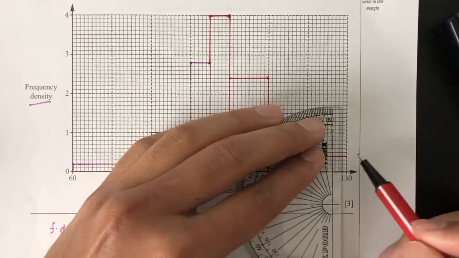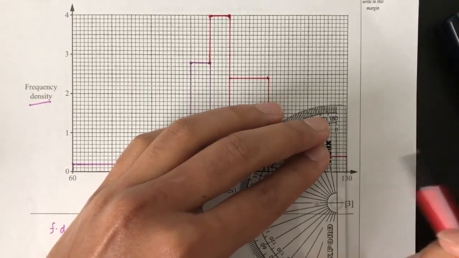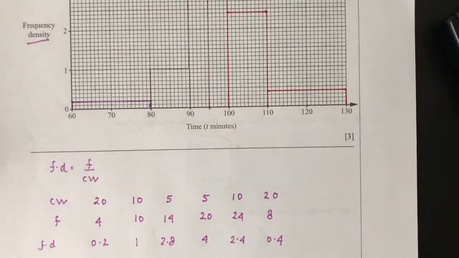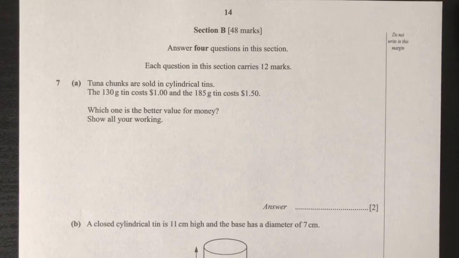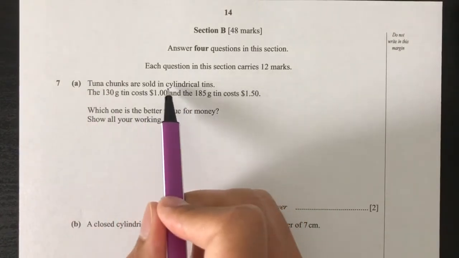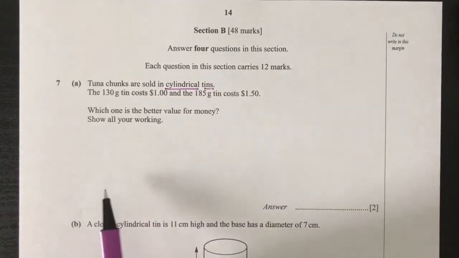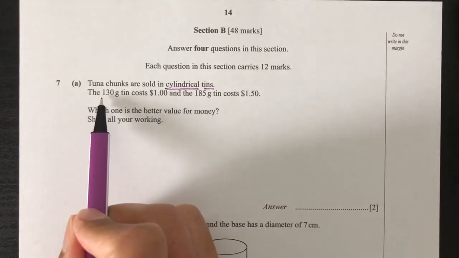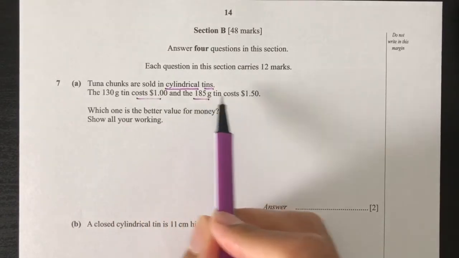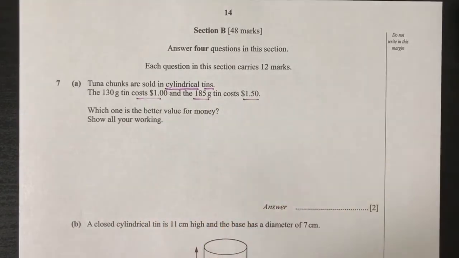Okay, so that was question number 6 of section A. That is your histogram for this information. Now let's move on to question number 7. So here we have tuna chunks are sold in cylindrical tins. Now part 1, the 130 gram tin costs $1 and the 185 gram tin costs $1.5.